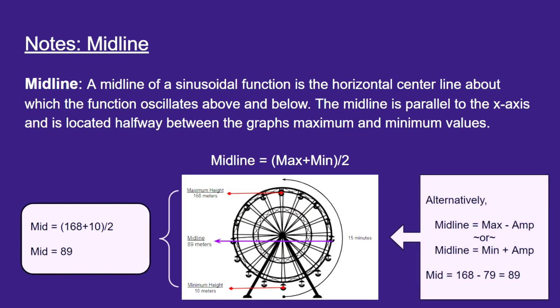Alternatively, you can actually find midline pretty easily if you already know the amplitude. If you think about it, midline is going to be the maximum minus the amplitude, seeing as the amplitude is just the distance from the midline to the maximum. So you could also have found the midline here, if you knew the amplitude, by just taking the maximum minus that amplitude, or taking the minimum and adding the amplitude.